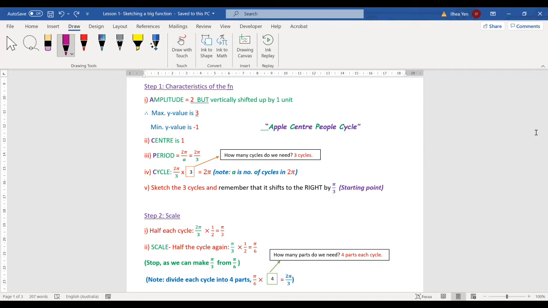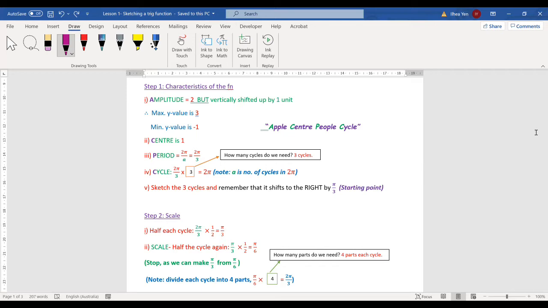Okay, so then we need to sketch the 3 cycles. And here, remember that it's shifting to the right by pi over 3. And also that pi over 3 is your starting point, because everything from 0 is shifted to the right by pi over 3. So your starting point is not 0, it's starting from pi over 3.